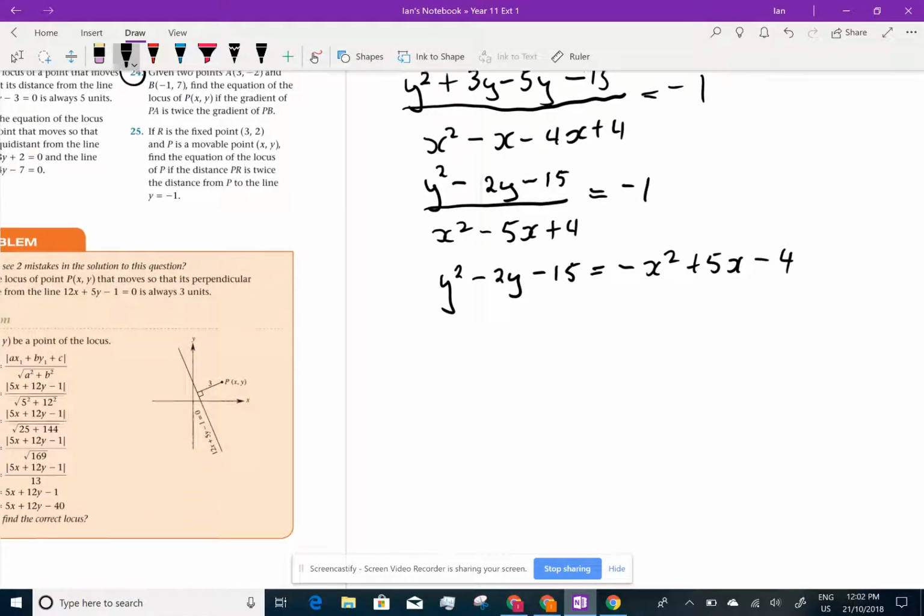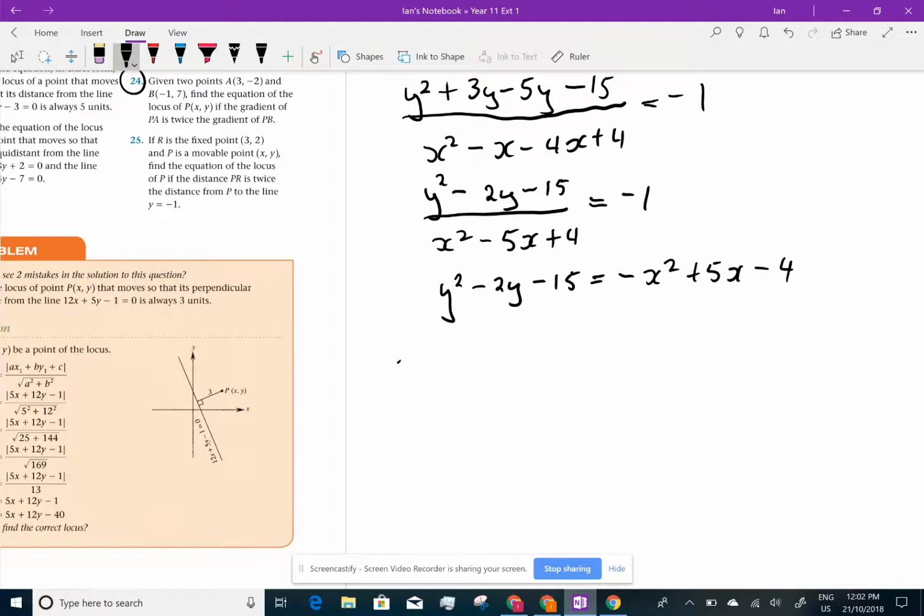And now I'm going to add it all to the left-hand side. So I'm going to get x squared minus 5x plus y squared minus 2y minus 11, and that'll equal 0. And that's the answer that Margaret stops at with question 14, I'm pretty sure.